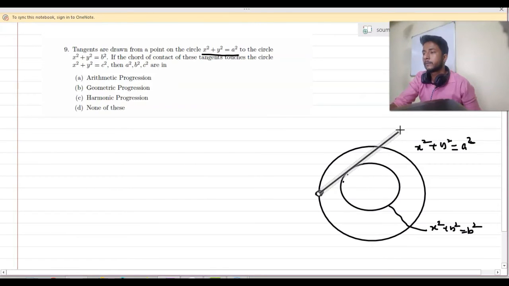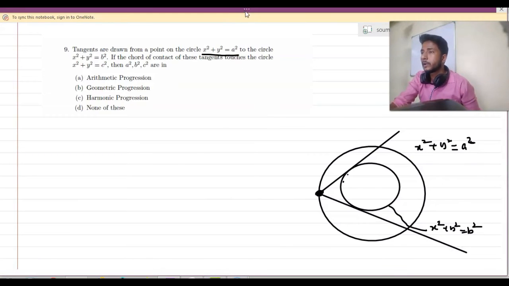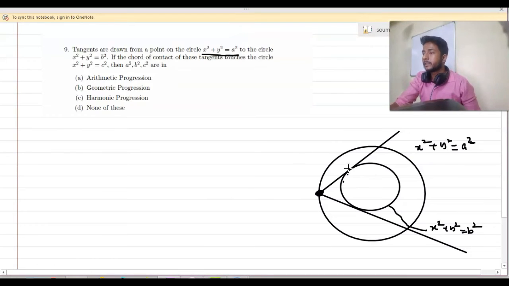This is our tangent number 1. This is our tangent number 2. Now what is our chord of contact? The chord of contact is nothing but this line, right? The chord of contact is nothing but this line.